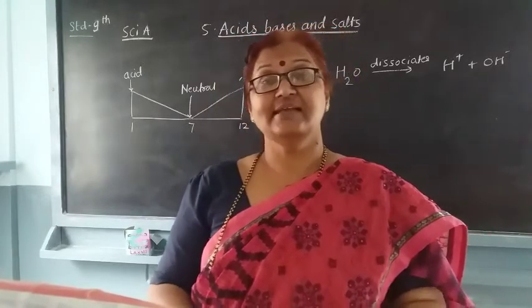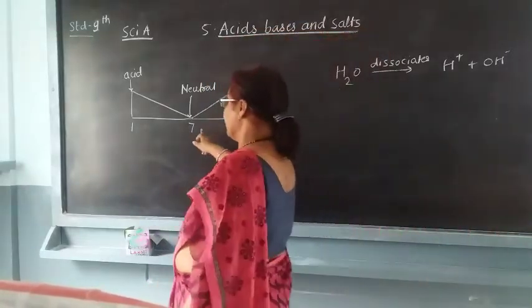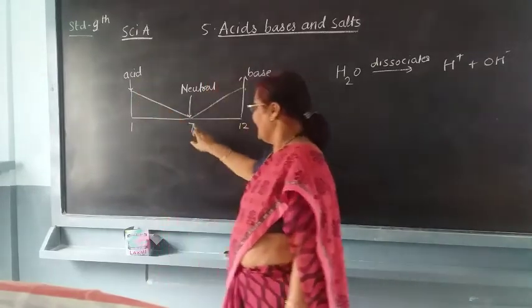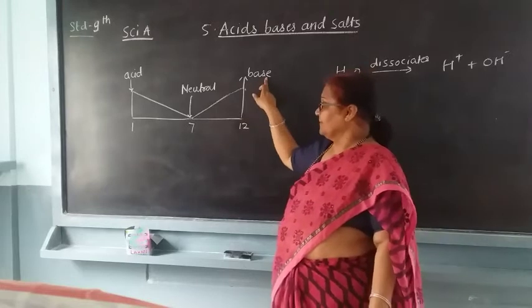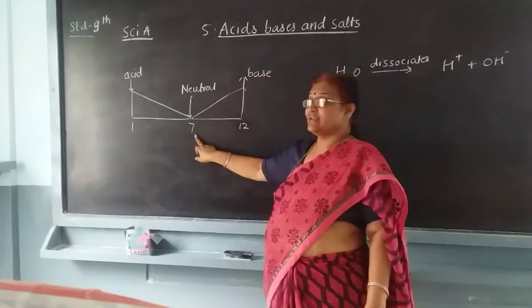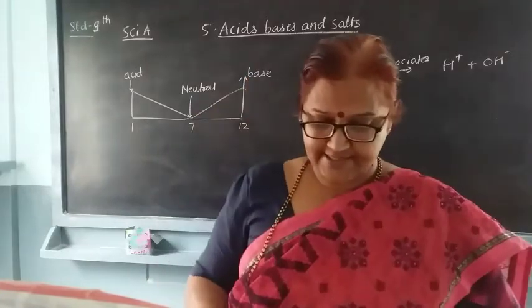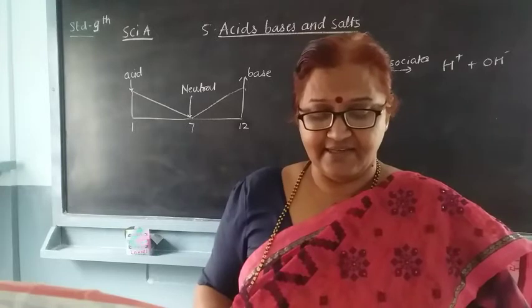So there are different types of pH. If the pH is less than 7, the solution will be acidic. And if the pH is more than 7, then it will be basic. And if it is 7, then it will be neutral. See there. Next one: universal indicators.